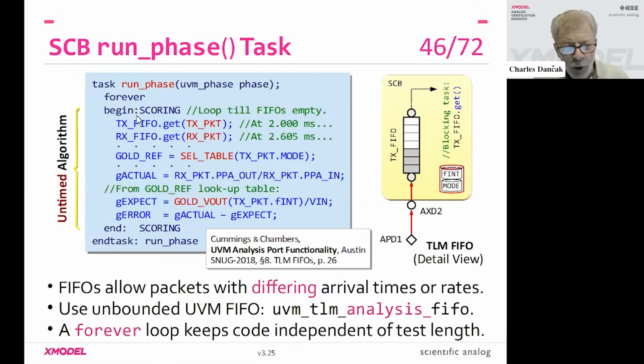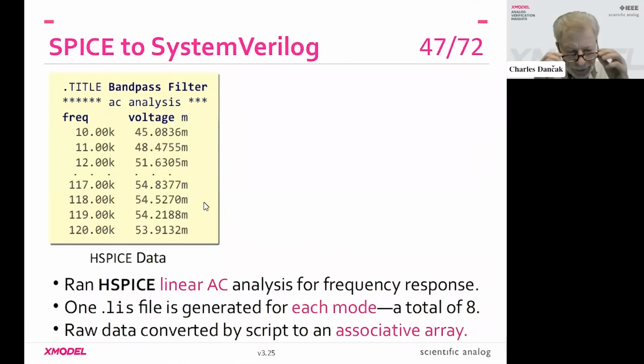By the way, what causes the forever loop to terminate is that these get methods are blocking. So when the FIFO becomes empty, they screech to a halt and the loop terminates. Completely untimed.